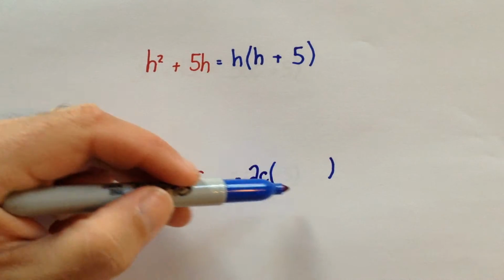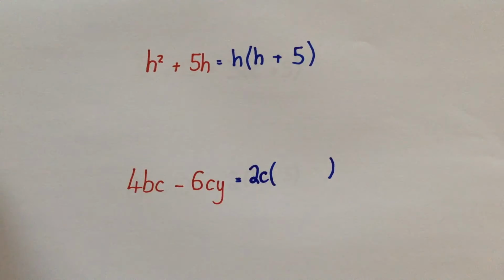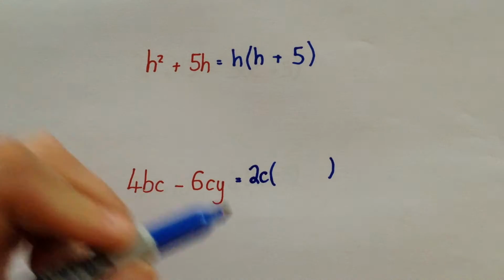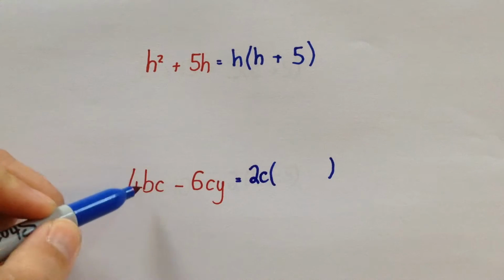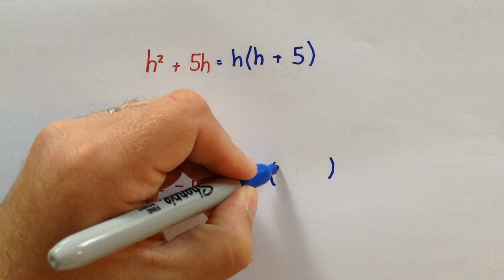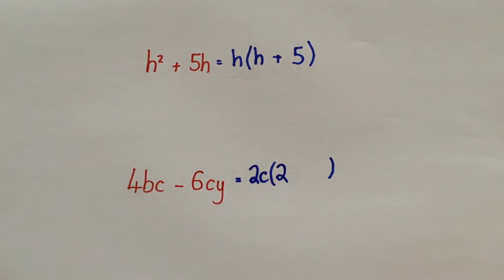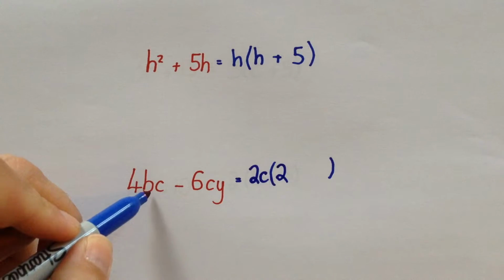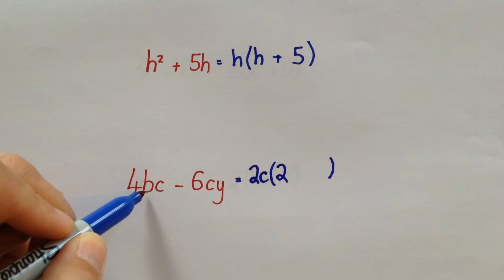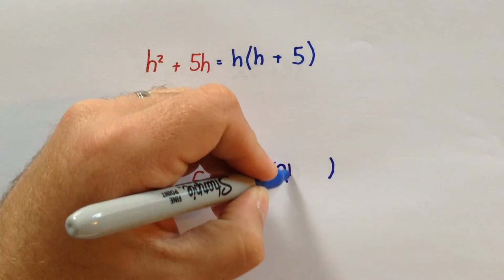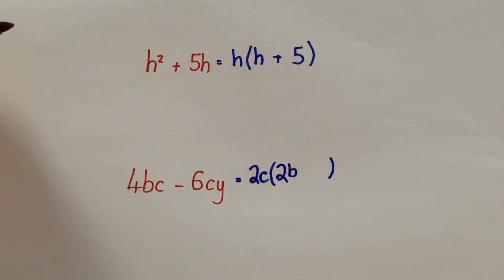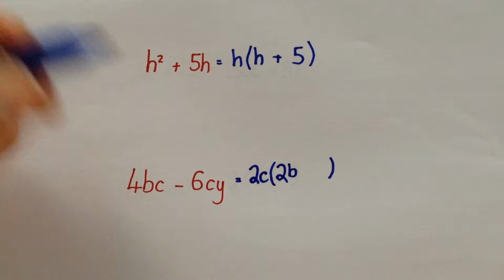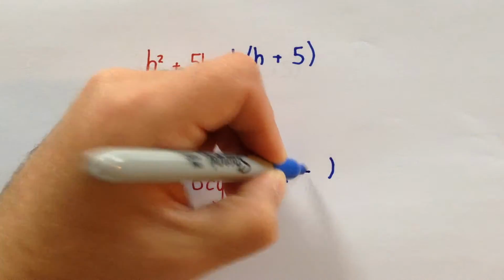When we're working out what goes inside, it's sometimes easier to treat the numbers and the letters slightly separately. 2 times something makes 4. 2 times 2 makes 4. And c times something makes bc. We're missing the b, so it'd be 2b on the first term in the bracket. It's a minus, so we need a minus here.